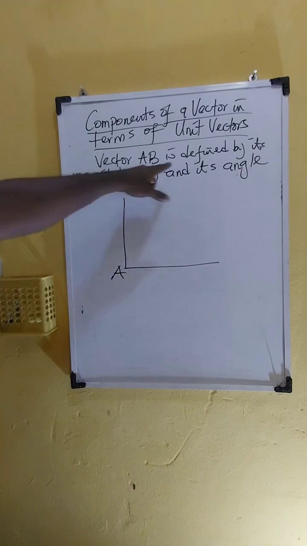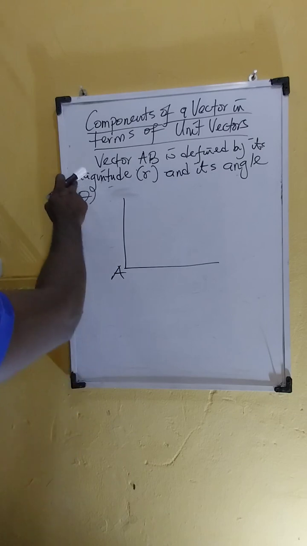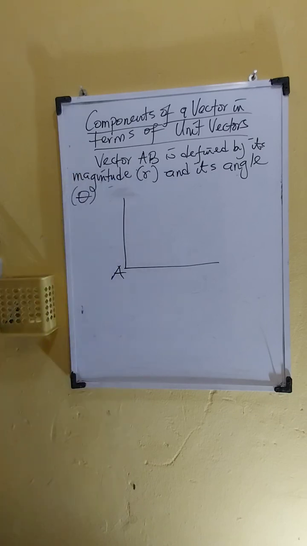They say vector AB is defined by its magnitude. The word magnitude: can anybody remind me what magnitude means? What is magnitude? Very important. Force or intensity. Intensity also. Okay, yes. So the force that is exerted on A, taking it to a particular direction.